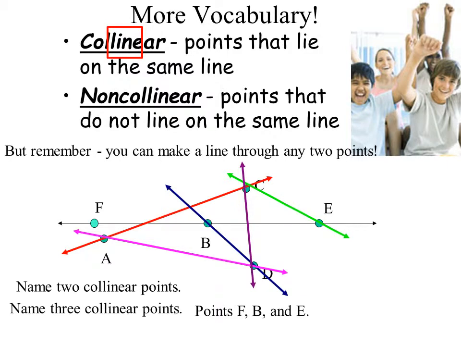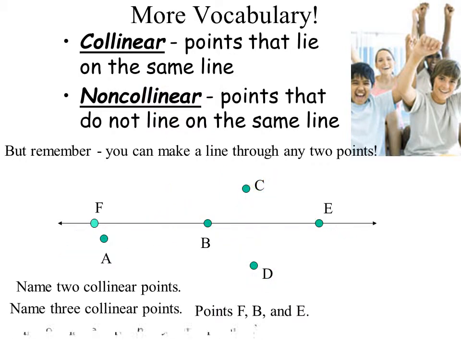Non-collinear points are points that do not lie on the same line. Again, there is the word line in the word, but the non in front of it tells you that they are not on the same line. Can you name 3 non-collinear points? Well, we could say F, A, B are non-collinear. I couldn't take my pencil and place it on all 3 points at once.